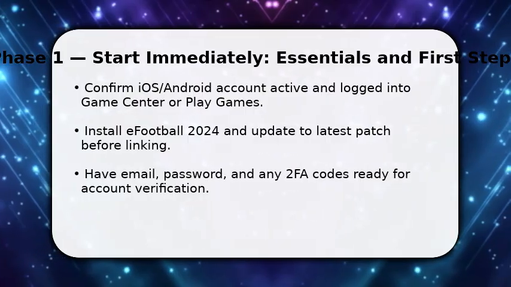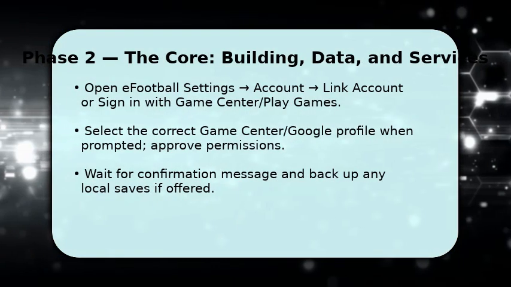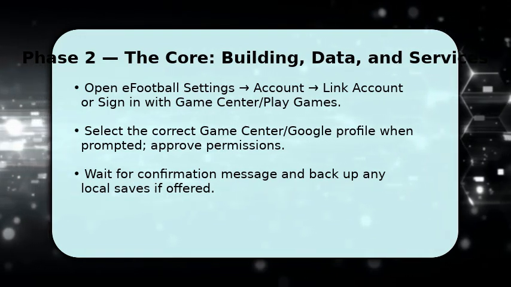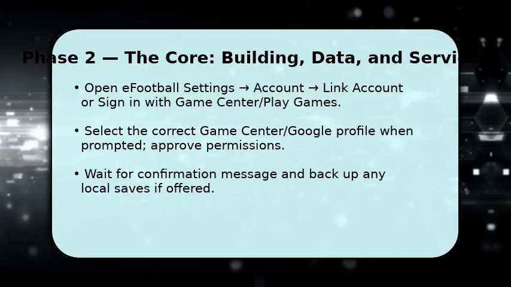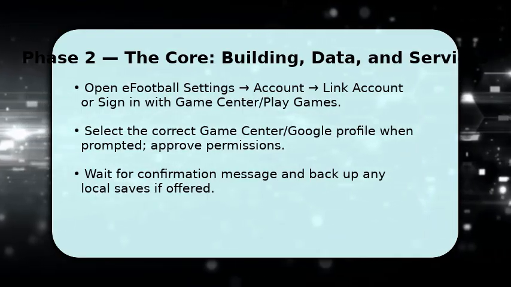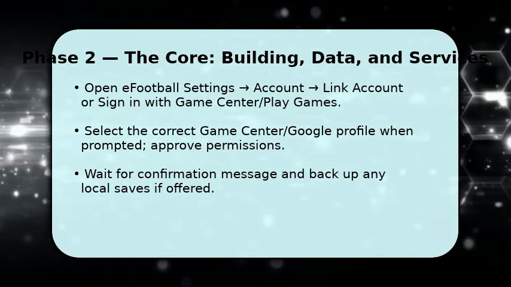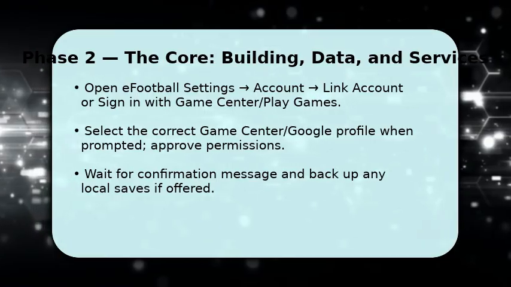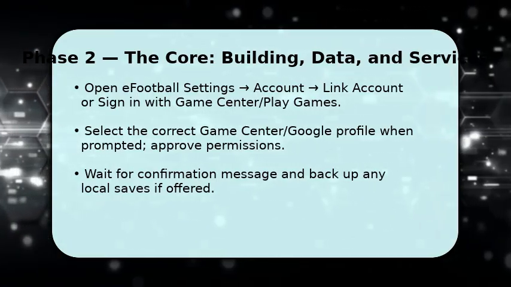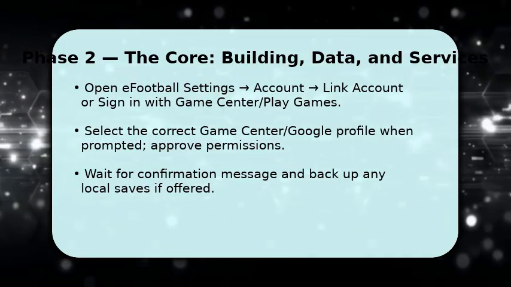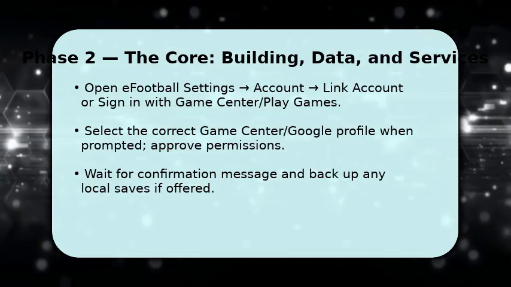You now perform the in-app link. Go to Settings, then Account, and pick Link Account or sign in with Game Center or Play Games. When the system prompt appears, select the profile that matches your intended Game Center or Google account and approve permissions. This lets eFootball read your ID and sync data. Make sure to accept any data sharing prompts, and if the app offers a local backup, create one before proceeding so you can restore if anything goes wrong.